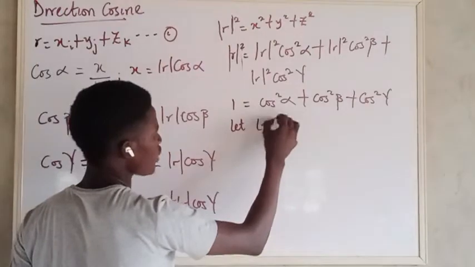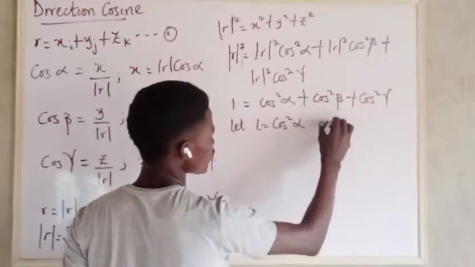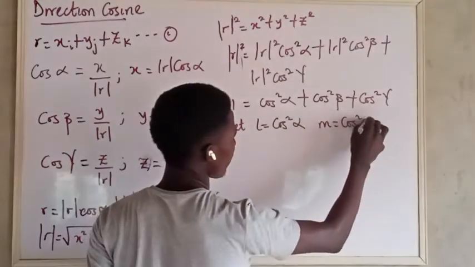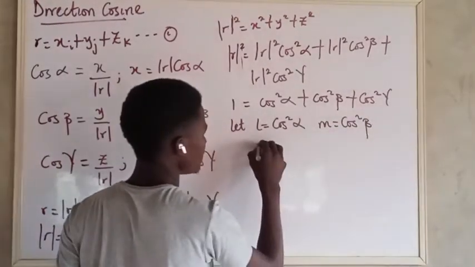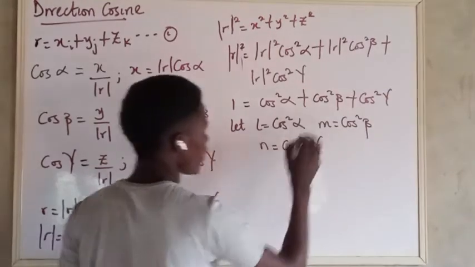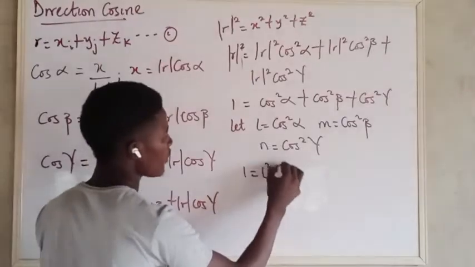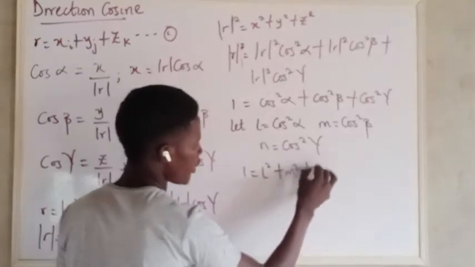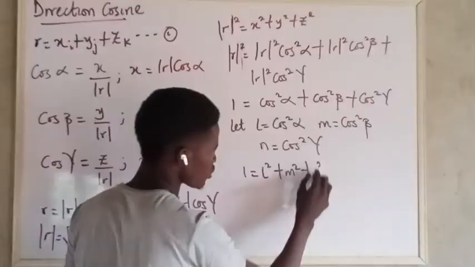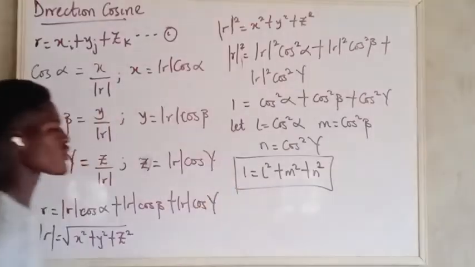So I can say let L be equal to cos square alpha, M be equal to cos square beta, and N should be equal to cos square gamma. That means I'm going to have 1 equals L plus M plus N. Alright, so this I can have something like this.